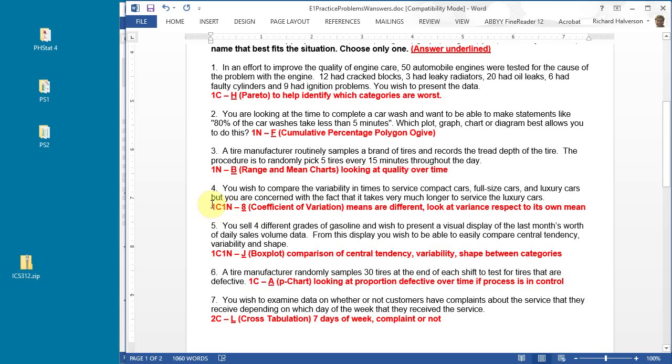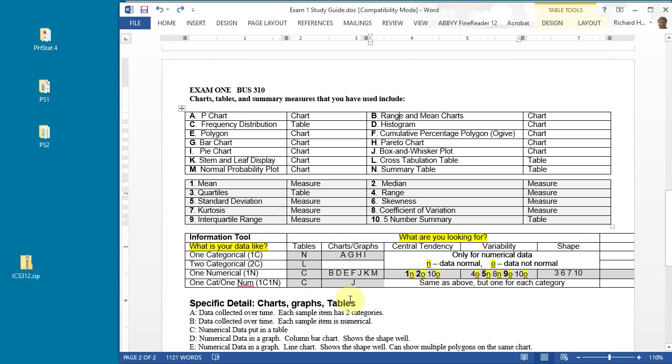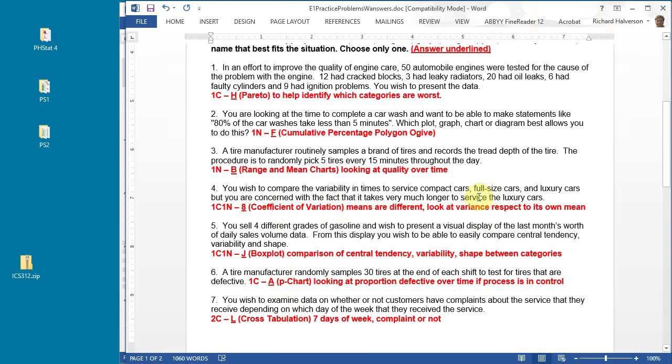Okay, so 1C, 1N. Usually with that, it's 1C, 1N. You do the same as above, but one for each category. So for each category, you can look at the coefficient of variation, and we'll get percentages, simple percentages, and we'll be able to see which category has the highest variance. Okay, what's next? Number 5.